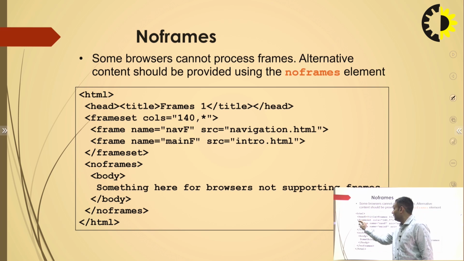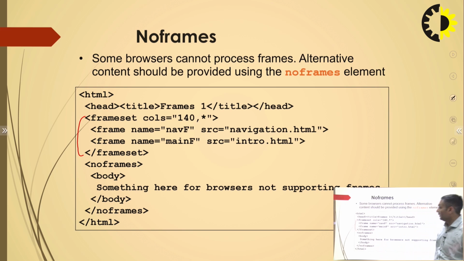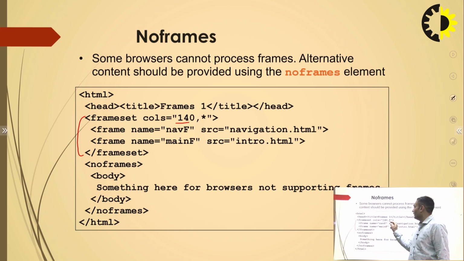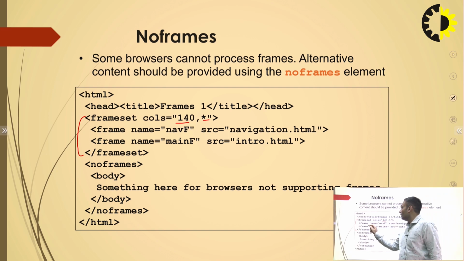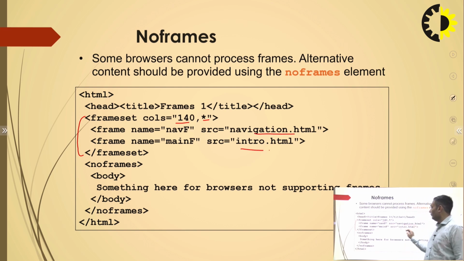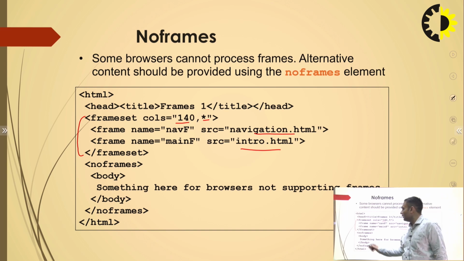There is a main Frameset here, and this Frameset is divided into two columns, 140 and star, and there are two frames, navigation.html and introduction.html. And there is another element, that is noframes.